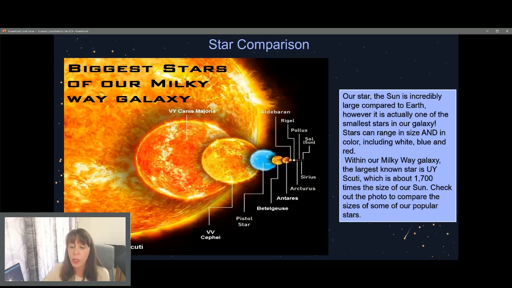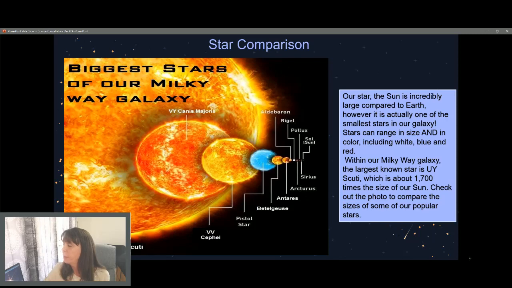This star right here, the UY Scuti, is the biggest star in our galaxy. Now that doesn't mean it's the biggest star in the universe, just our galaxy, and we live in the galaxy of Milky Way. So check out some of the other stars. We have Cepheid. We have Pistol, Betelgeuse, Antares, Arcturus. Arcturus is an awesome star. It's always so bright in the sky. And Pollux right there, and Sirius. Pollux and Sirius are named after two twins from Greek mythology, so they're really interesting.